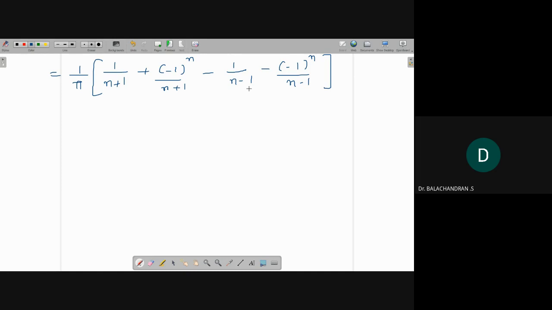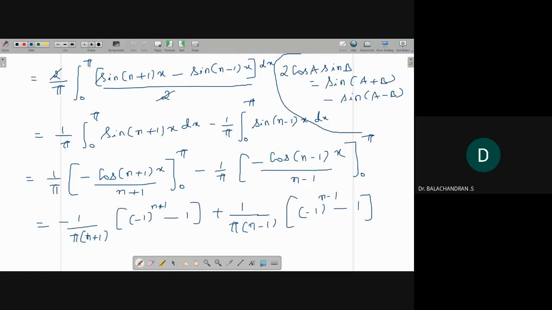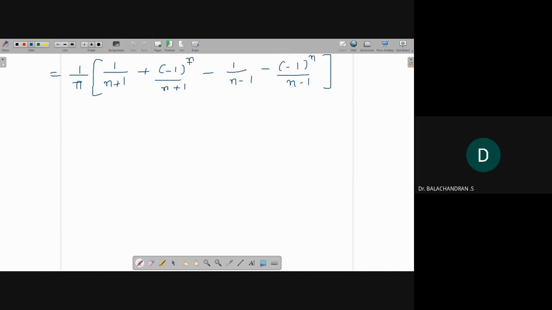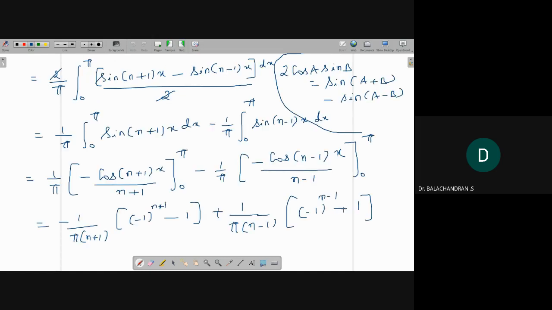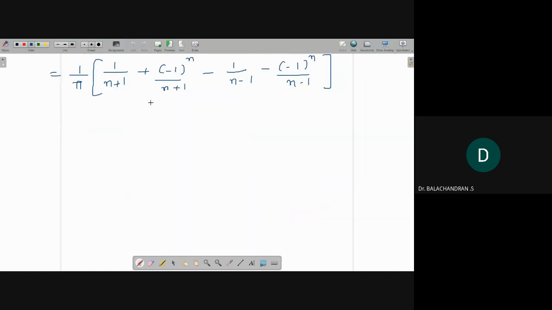If you have any doubts in this step, please ask me. I want to write everything in terms of power n. So first, 1 by (n plus 1). Next, if I multiply by minus, we get minus 1 whole power n plus 2, which is the same as minus 1 whole power n, but here we have plus sign. And here, minus 1 by (n minus 1). Finally, minus 1 whole power n minus 1 by (n minus 1), but instead of plus, I'll write minus into minus 1 whole power n divided by (n minus 1). This is actually a_n.